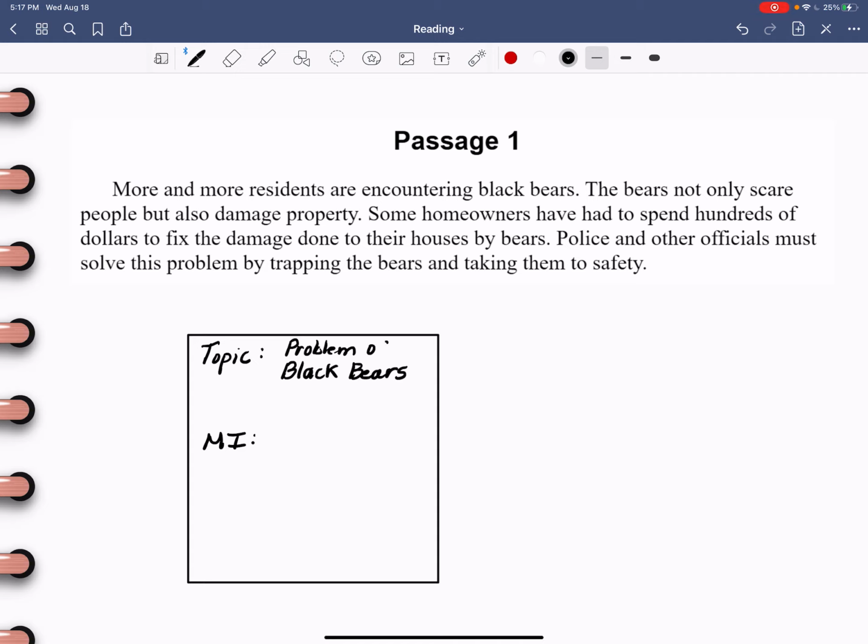In this particular passage, they are telling me that the black bears are a problem. So this structure, we can tell right now, is problem solution. So I need to be able to find a topic, the text structure, and then those will help me to find my main idea. So this is a problem solution passage.